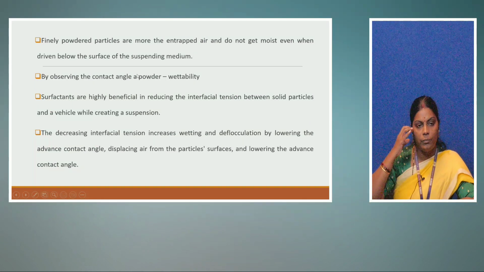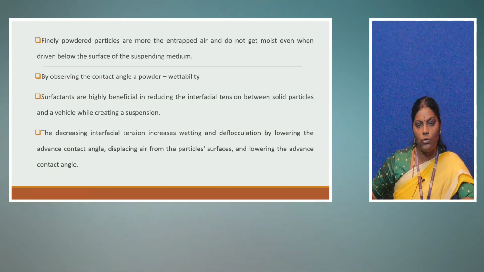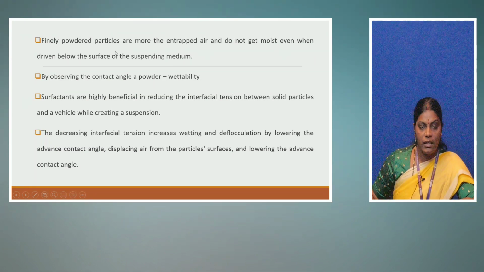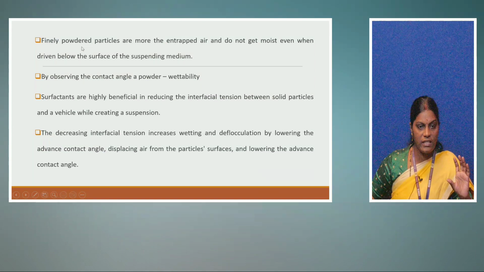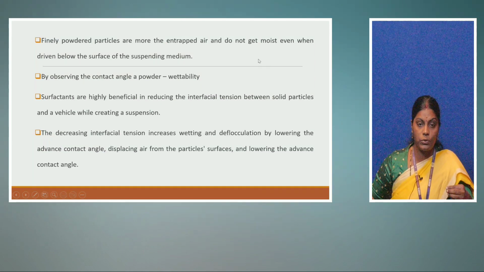Here finely powdered particles are more entrapped with the air, so they do not get moist even when driven below the surface of the suspending medium. Here very finely divided particles are less prone to wetting, so entrapped air will be there. In such a case, if you add some amount of wetting agent, it will be useful.